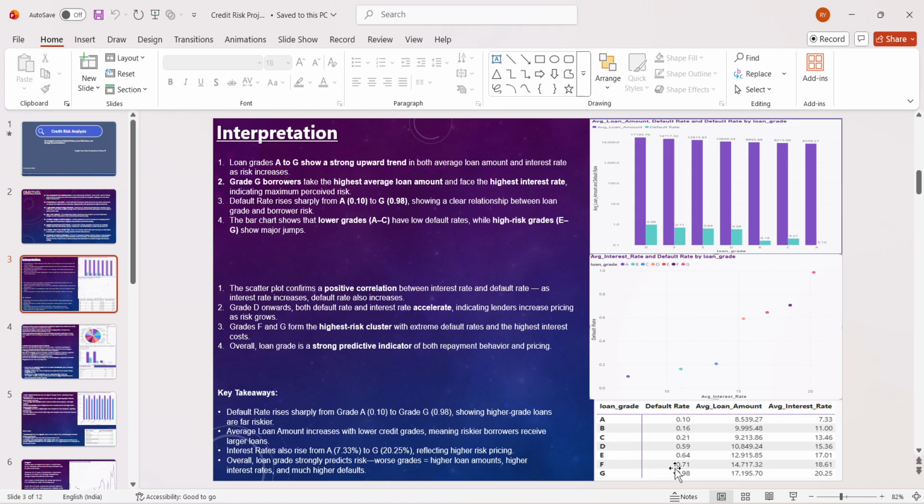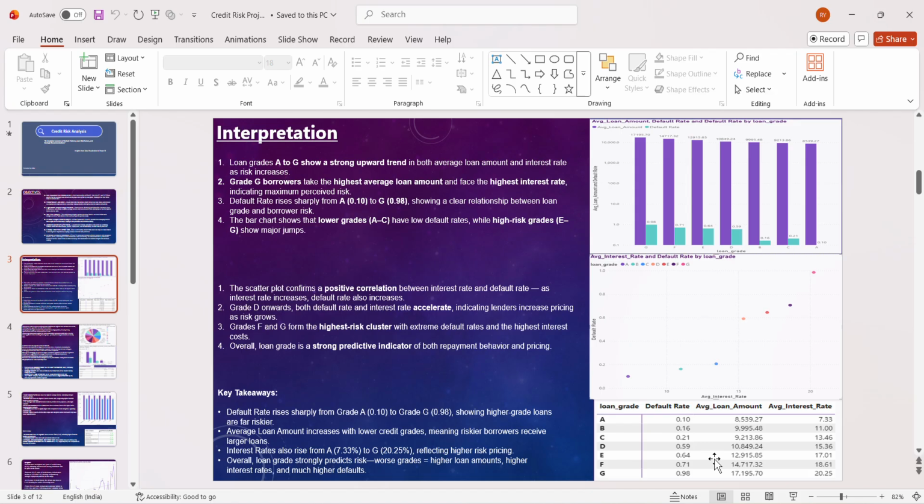And this is the combined chart of the default rate, loan grade, average loan amount, and average interest rate. Default rate rises sharply from grade A to G, from 10% to 98%, showing higher grade loans are far riskier. Average loan amount increases with lower credit grades, meaning riskier borrowers receive larger loans. Interest rate also rises from A to G, which is 7% to 20%, reflecting higher risk pricing.